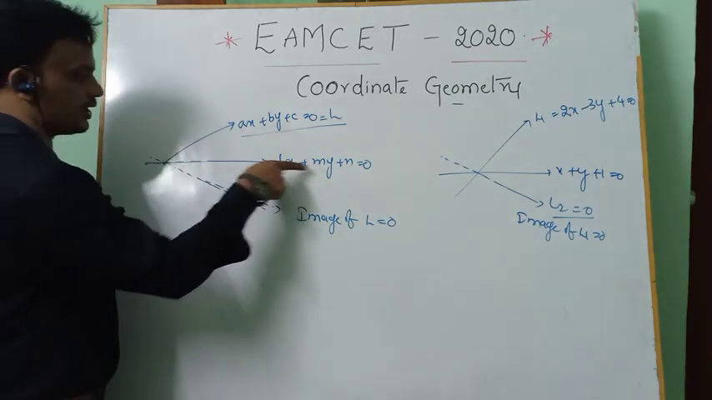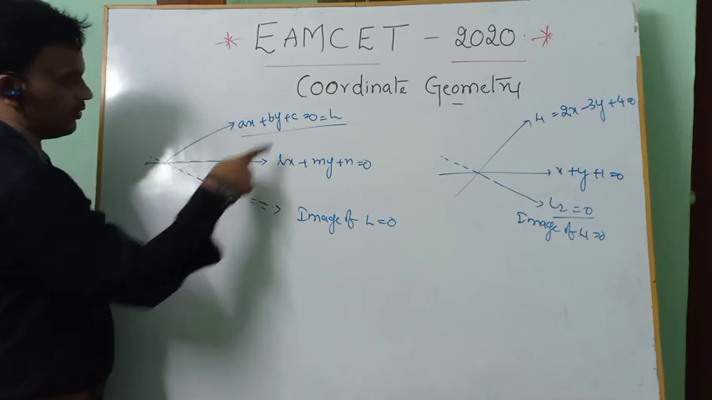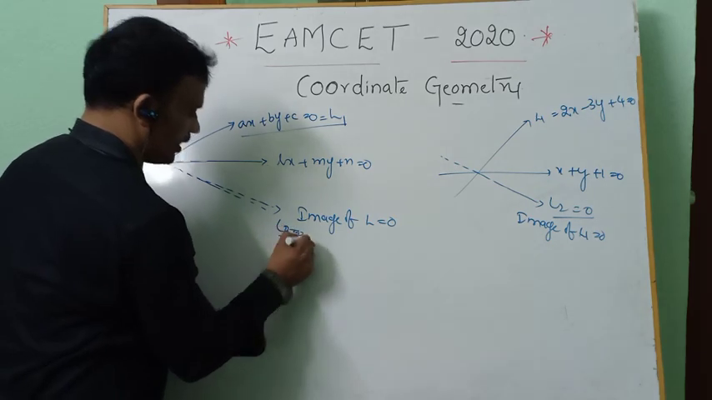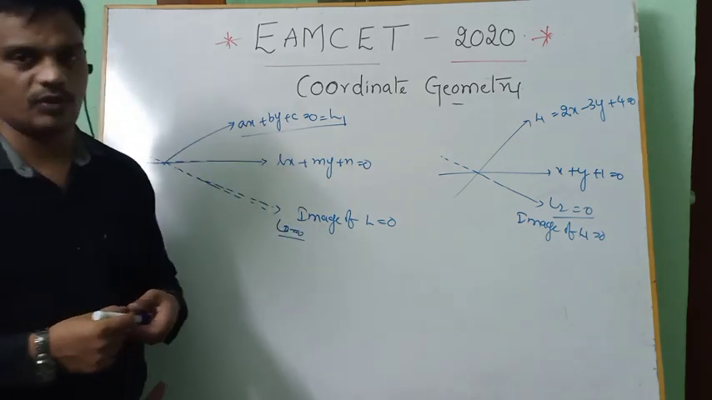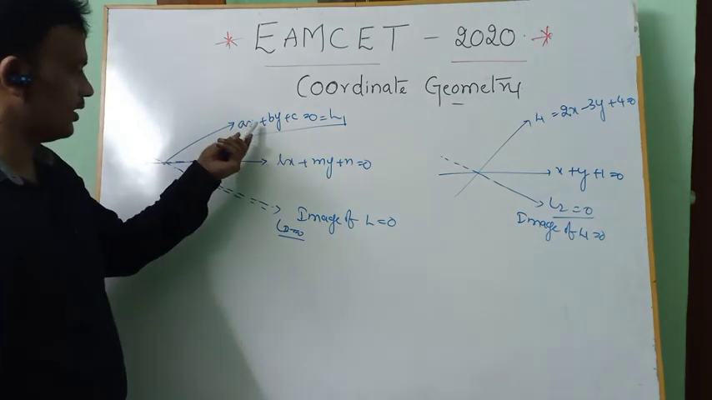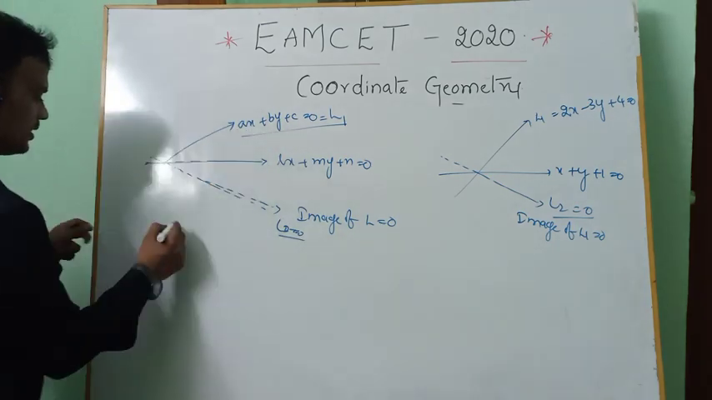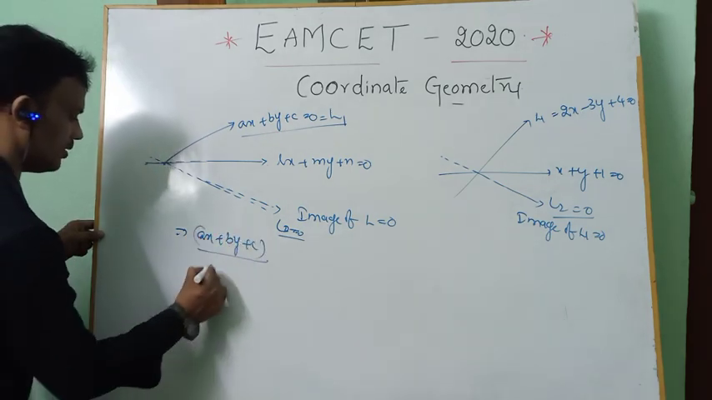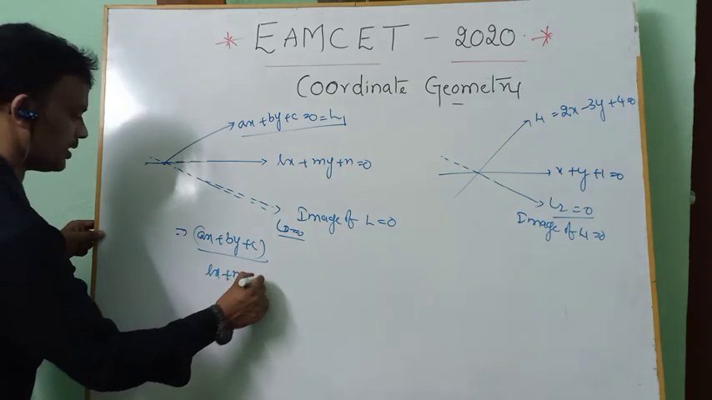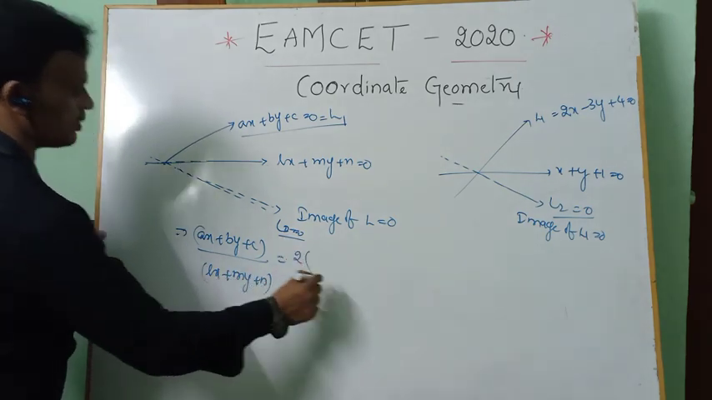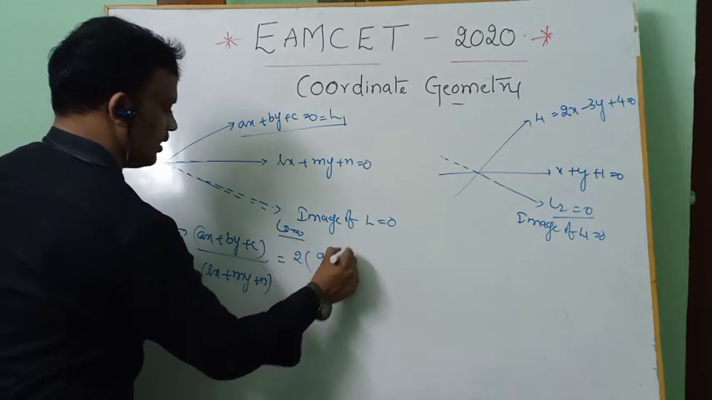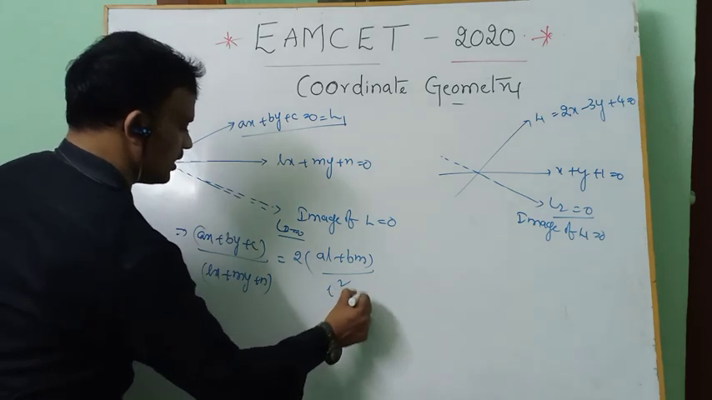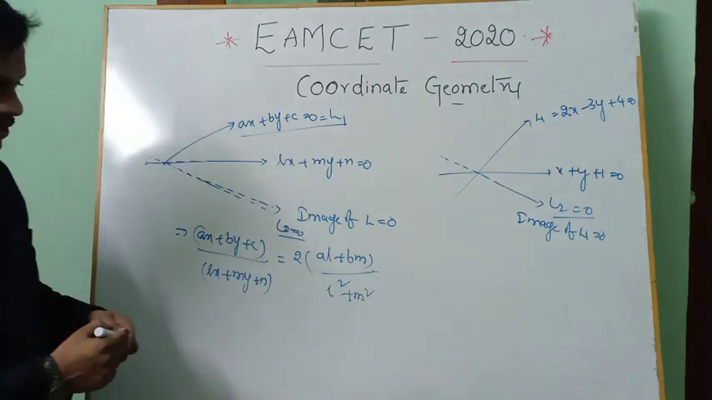Indirectly, you got your point. This line lx plus my plus n equals 0 is the angle bisector of L1 equals 0 and L2 equals 0. So what is the formula to get the image of a line with respect to another line? It is (ax plus by plus c) by (lx plus my plus n) equals 2 times (al plus bm) by (l square plus m square). Based on this concept.